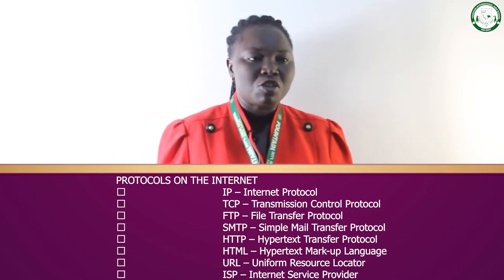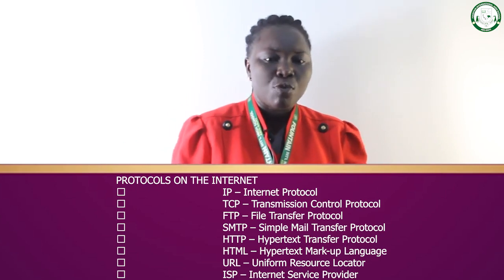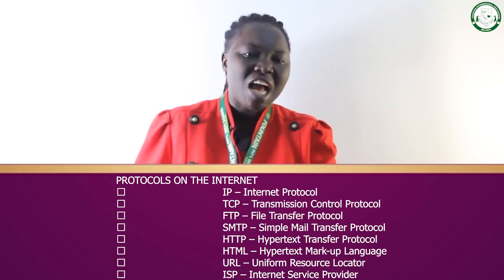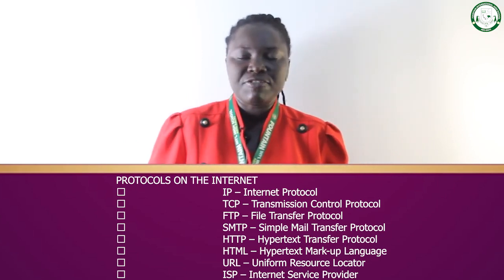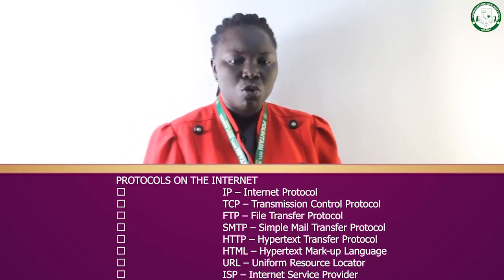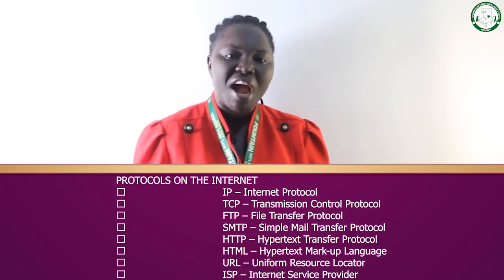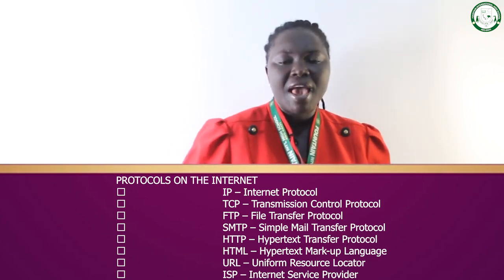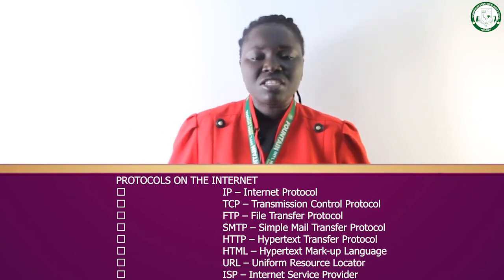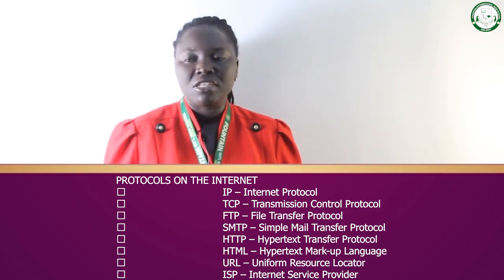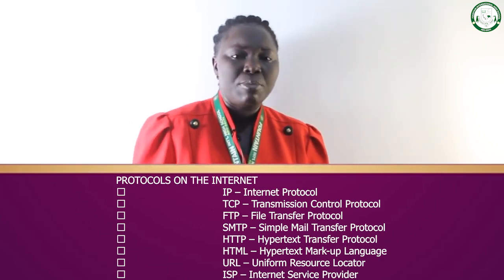Then we have TCP. TCP is Transmission Control Protocol. That is the kind of protocol that is in charge of controlling the transmitting aspect of files or resources. Then we have FTP. FTP means File Transfer Protocol. That is the rules and regulations that guide the sending and receiving of files through the internet. Then we have SMTP. SMTP means Simple Mail Transfer Protocol, and this is in charge of the sending and receiving of email services.